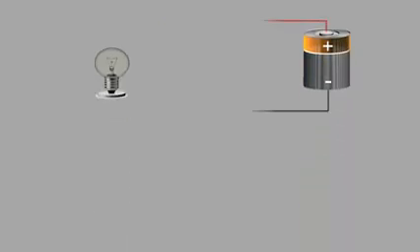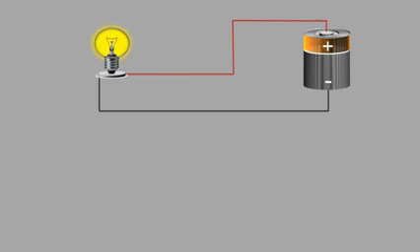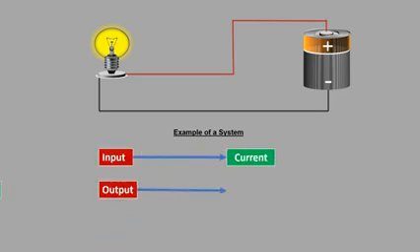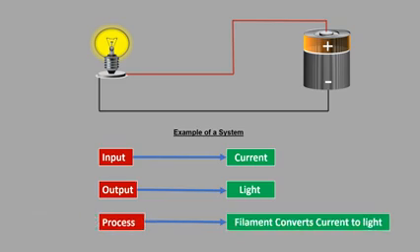Let's consider that a power source is connected to a bulb. Then the bulb glows. This can be considered as a system. Here, the input to the bulb is current, while the output is light. The lamp filament converts current to light, which is the process.